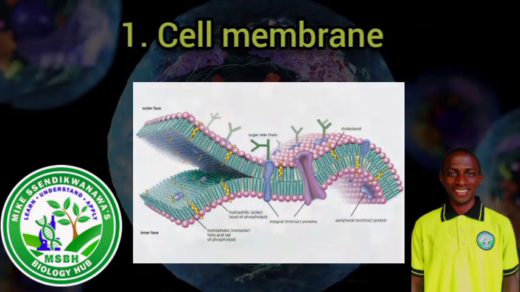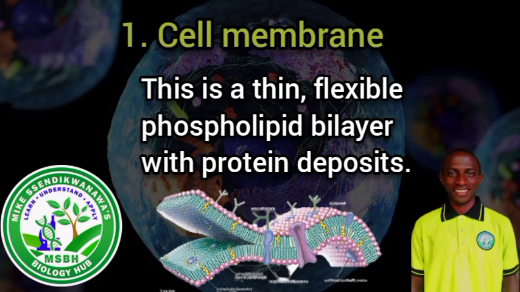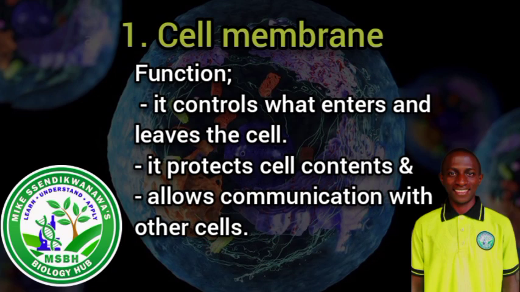1. Cell membrane. This is a thin, flexible phospholipid bilayer with protein deposits. Function: it controls what enters and leaves the cell. It protects cell contents and allows communication with other cells.